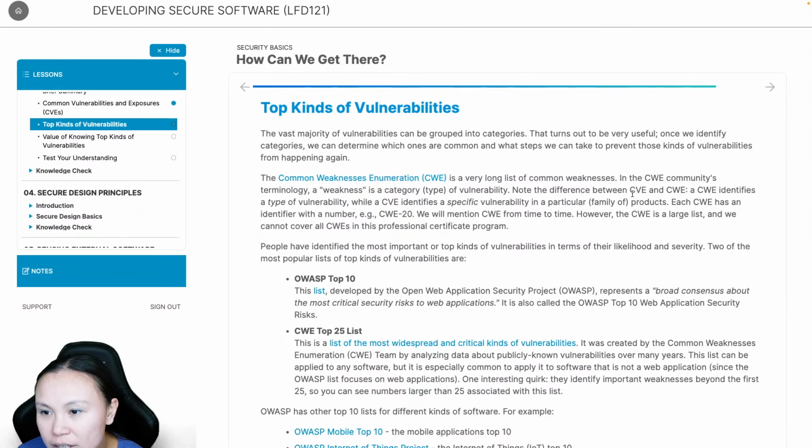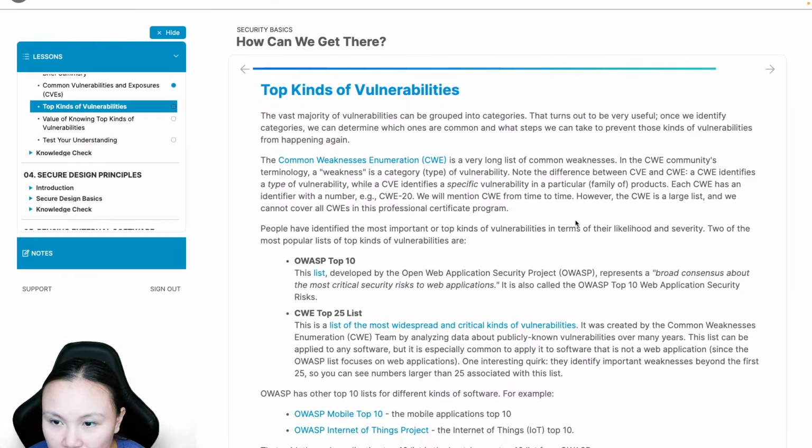So the difference between CVE and CWE is that CWE identifies a type of vulnerability, while CVE identifies a specific vulnerability that was found in a particular product. CWE has an identifier and a number. We will also talk about CWE, but CWE is a huge list and we cannot cover all of it.